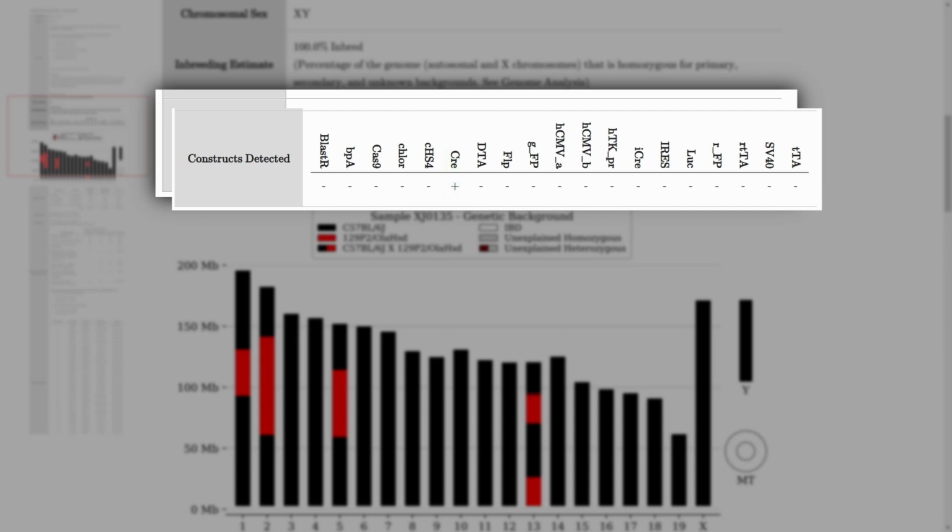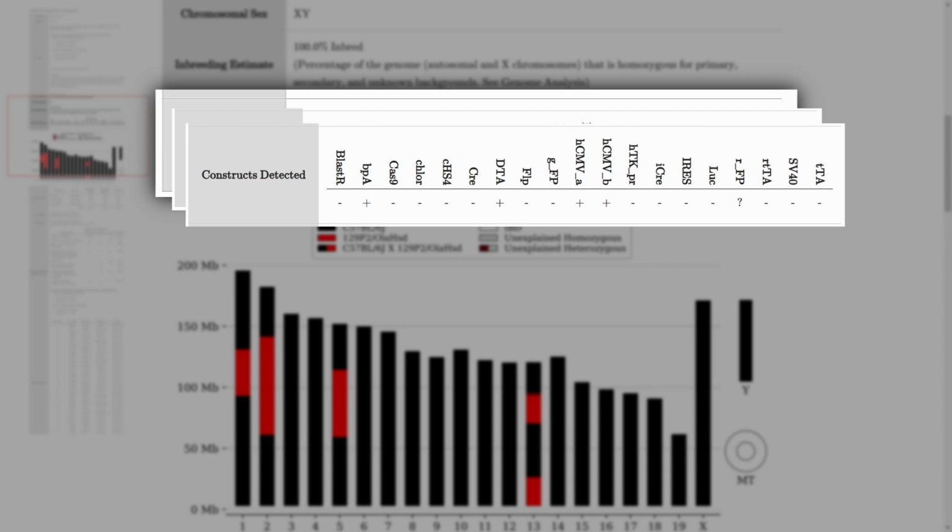An ambiguous or questionable result is indicated by a question mark. A questionable result like this can be due to a partial match to our construct probe sequences. If the presence or absence of any construct is unexpected, please consider validating the construct's presence by standard PCR methods.